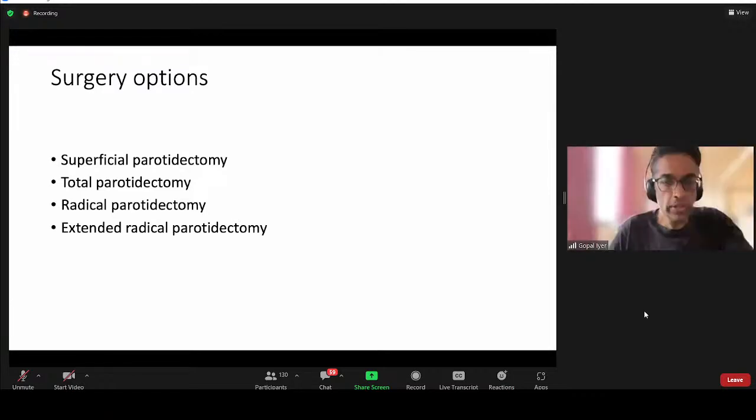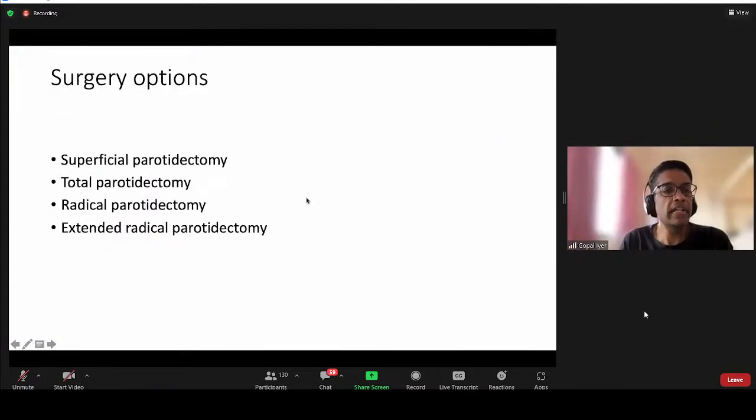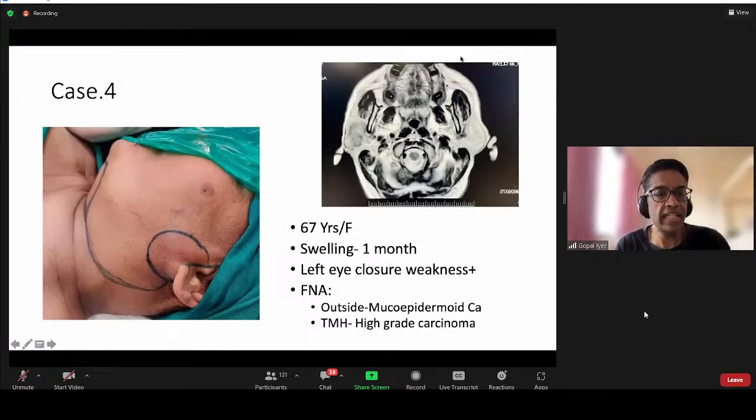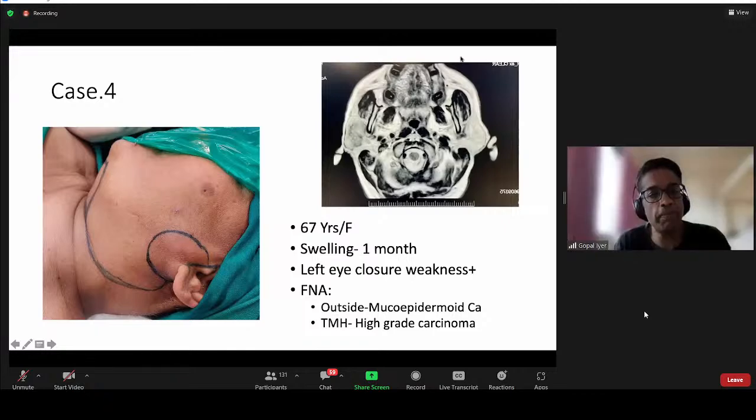Sure. So if you go back to the picture again, there are a couple of things that concern me. One is the fact that the skin appears to be a little bit potentially tethered or at least inflamed. So I'm concerned that whatever surgery I plan will have to include the skin as a margin. The second thing that I'm concerned about is the left eye closure weakness. So in my mind, I have to be mentally prepared to take the facial nerve. But whether I can restrict my dissection and resection to just the superior branch or superior division of the facial nerve will be based on what I see intraoperatively.